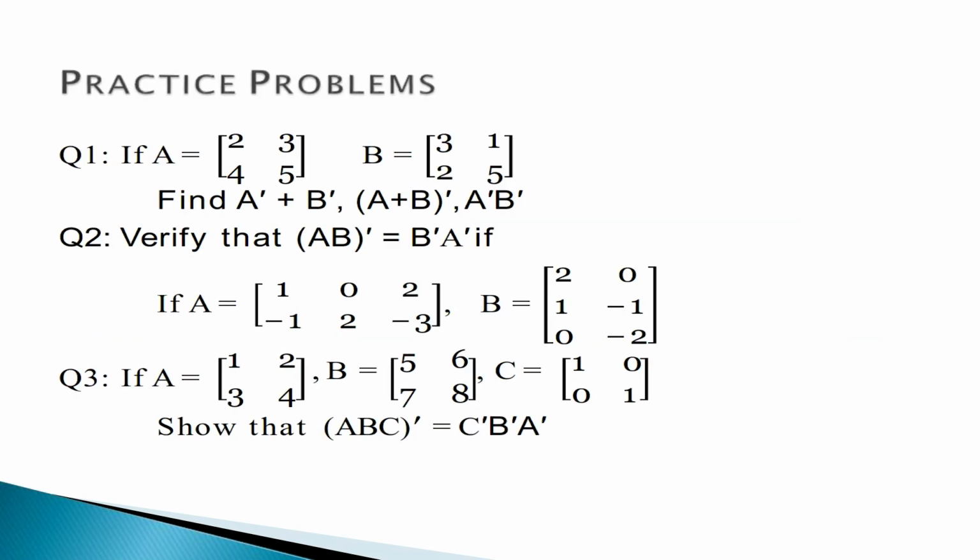This is a practice problem. Suppose A is the matrix 2, 3, 4, 5 and B is the matrix 3, 1, 2, 5. Then find A dash plus B dash, A plus B dash, A dash B dash. Verify that (AB) dash is equal to B dash A dash if A and B are matrices. Similarly, if A, B, C are three matrices, we can verify that (ABC) dash becomes C dash B dash A dash.